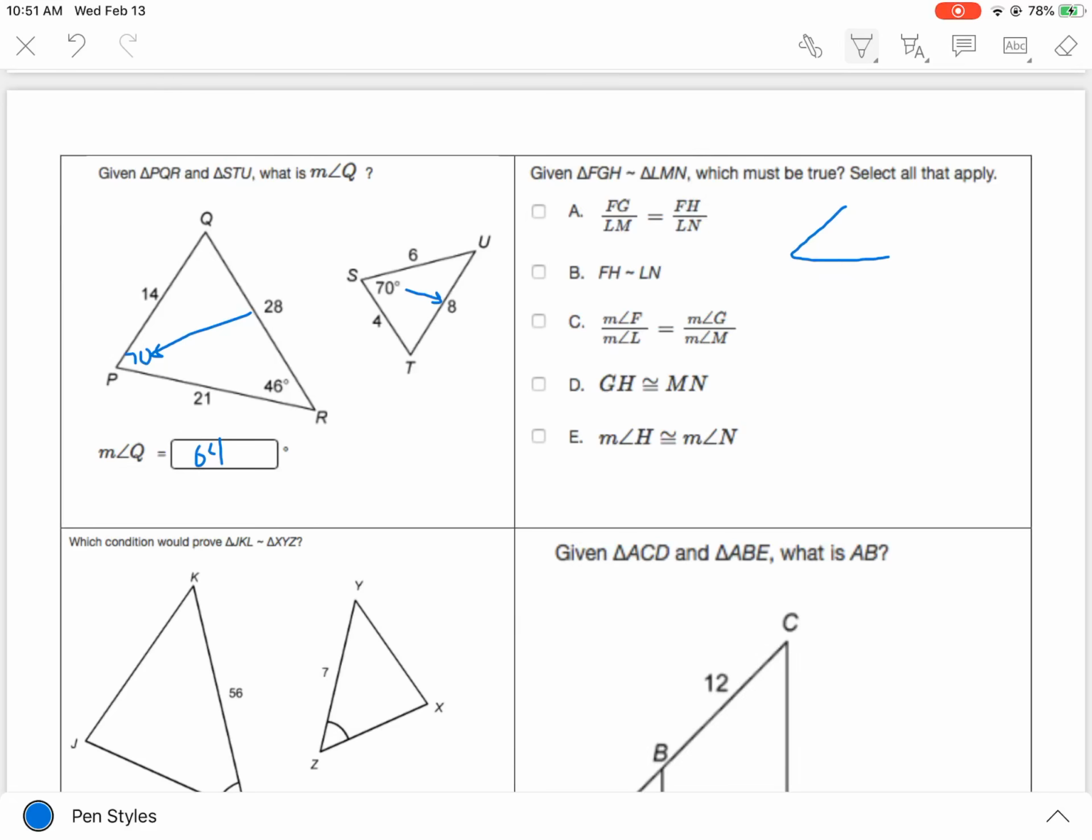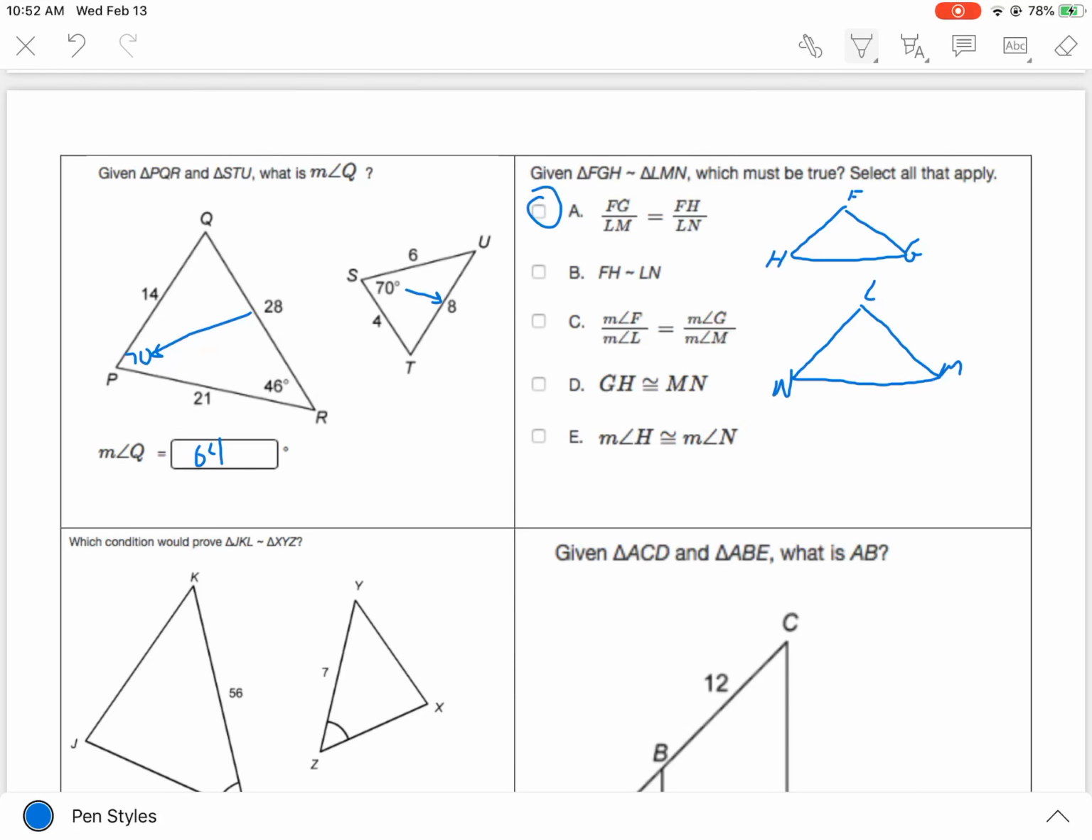Given FGH is similar to LMN, which must be true? So two triangles, FGH, and another similar triangle, LMN. Which must be true? FG over LM is equal to FH over LN. Yep.